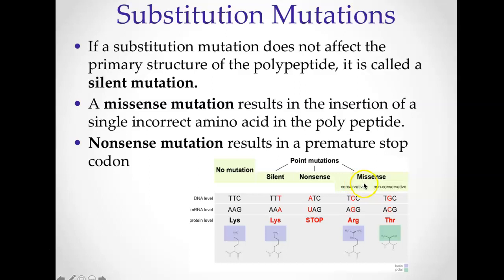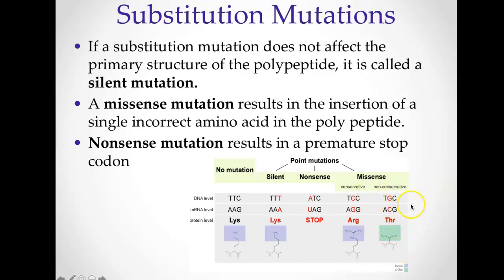And then if you look here, there's conservative and non-conservative. Don't pay attention to that. I just want you to know what a missense mutation is. So the original, remember, was TTC. Let's say this middle one right here was substituted, TCC. The complementary RNA is AGG. That codes for arginine, so that's definitely different than the original one. That's considered a missense mutation.